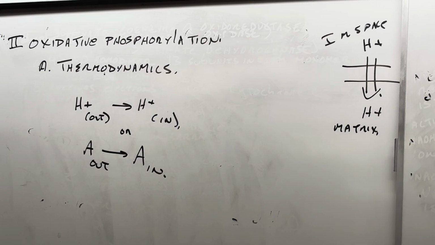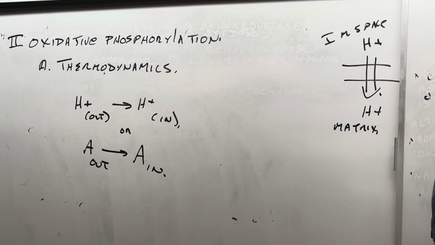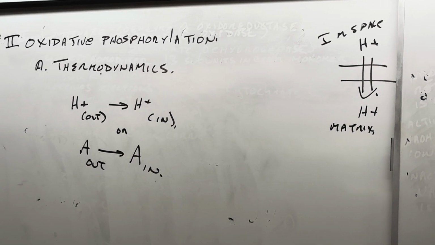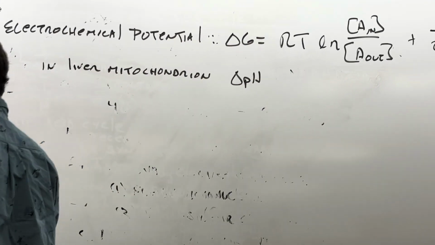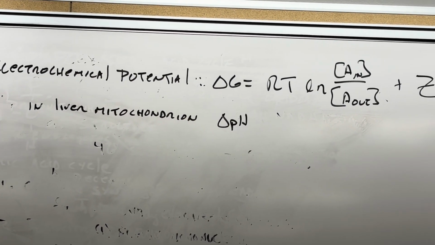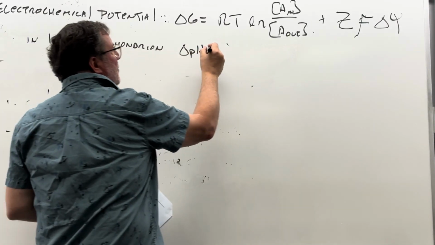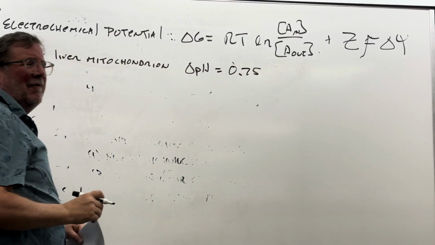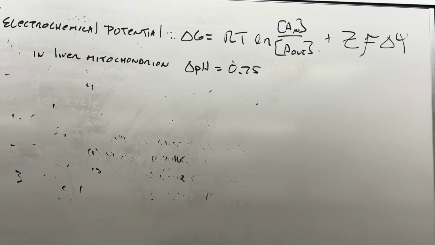So, for example, in a liver mitochondrion, the delta pH, so the difference in hydrogen ion concentrations that's generated by the electron transport chain, is going to be about 0.75. You might think, well, that's not very much, that's less than 1 pH unit. Remember, it's a log scale. 1 pH unit means there's a tenfold difference. If that delta pH was 1.0, that would mean there's 10 times as much.